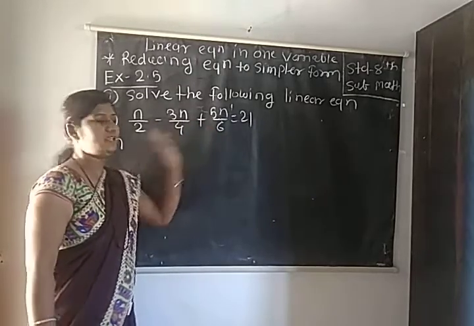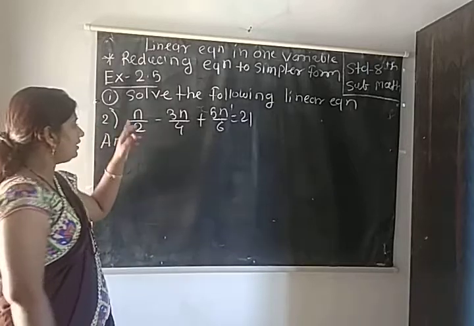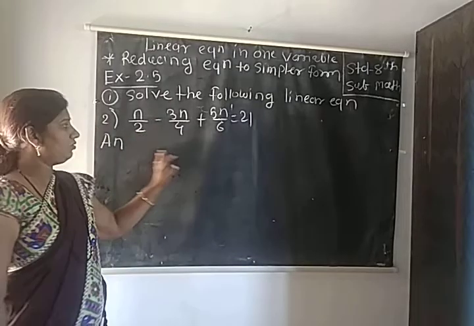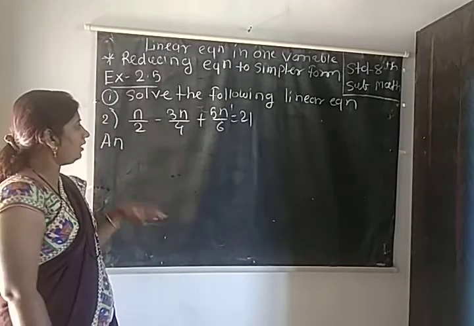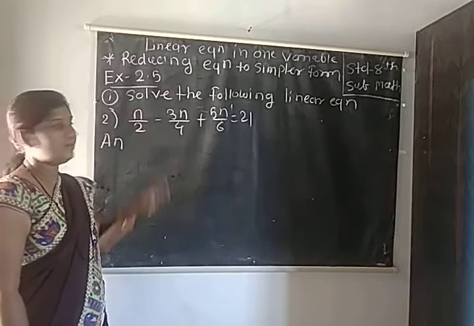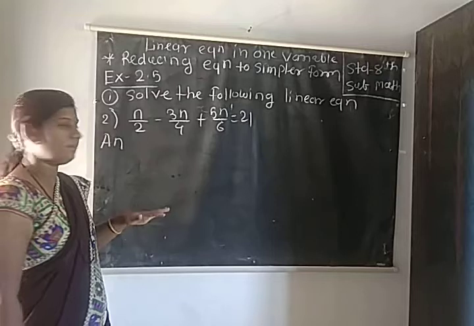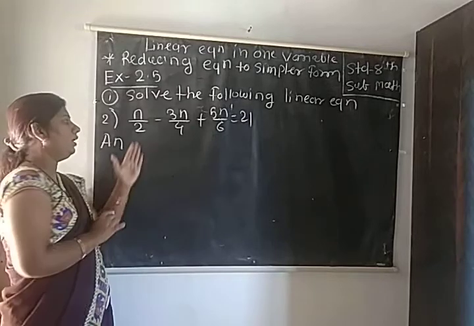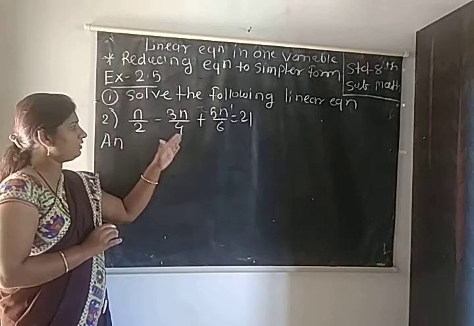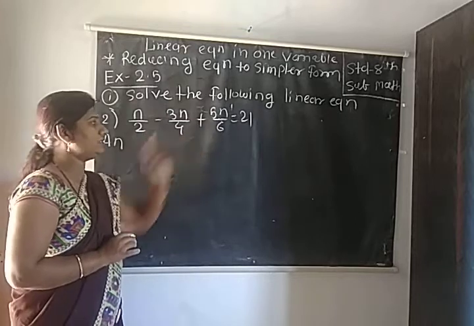Here is subtraction and here addition. But in these fractions the denominators are not the same. That's why we cannot directly add or subtract. Firstly we make the denominators the same, and then add or subtract. Then how to make the denominators the same? Here we have 2, 4 and 6.